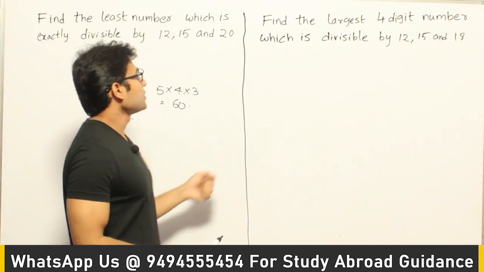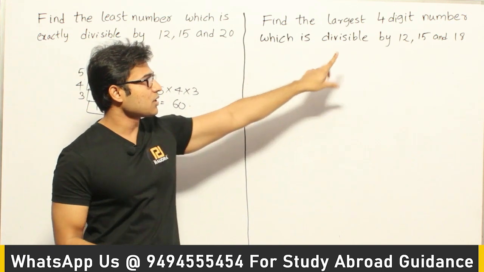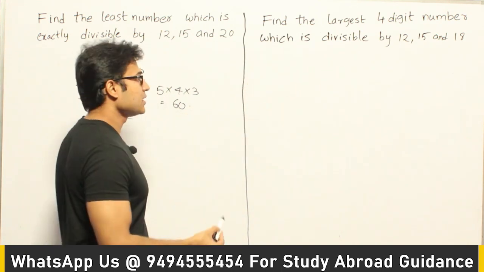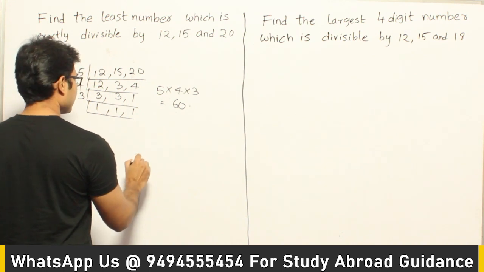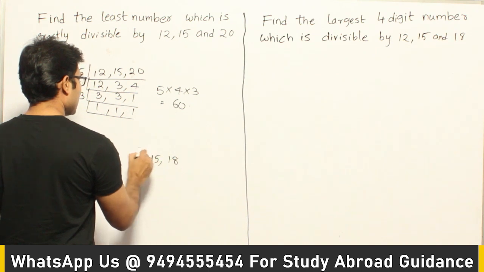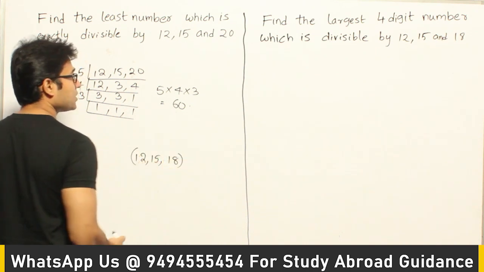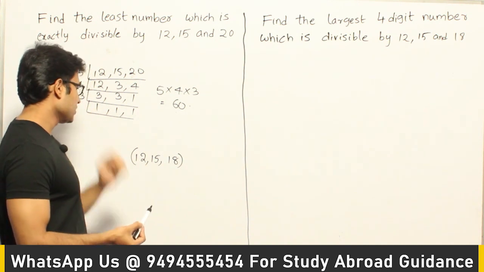Now the next one, see this question. Find the largest 4-digit number which is divisible by 12, 15 and 18. So they are saying that three numbers are given, 12, 15 and 18. Now we are supposed to find out the largest 4-digit number which is divisible by all these three. So what is the method?